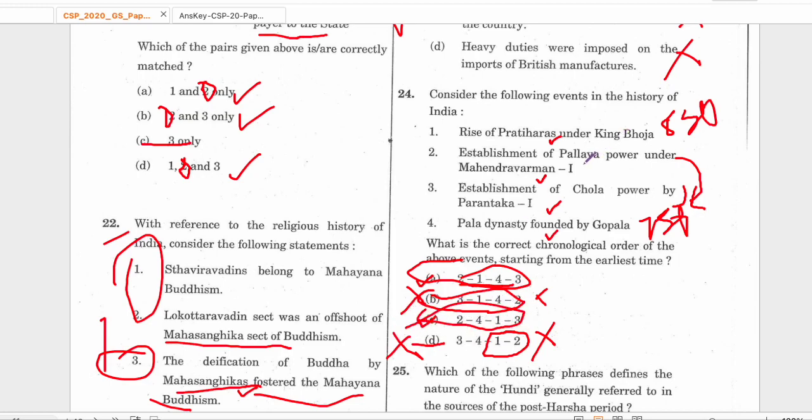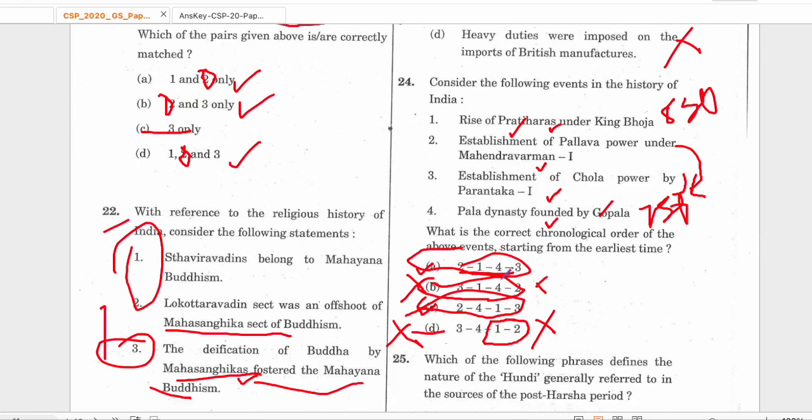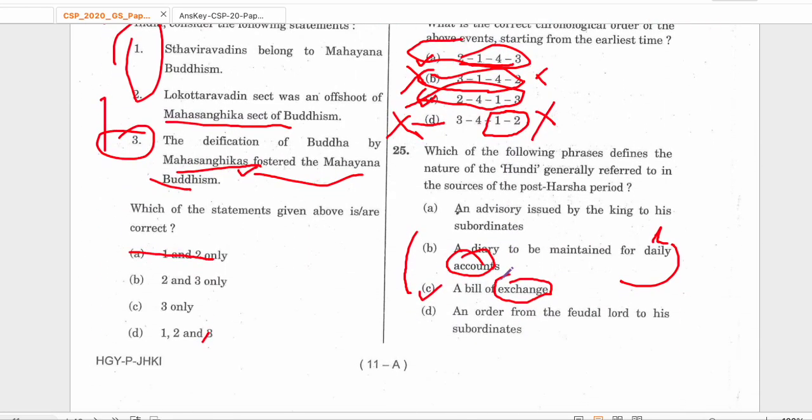You have to decide whether the Pala dynasty was founded first or the Pratiharas were founded first. Pala was founded first, somewhere around 750. And Pratiharas, King Bhoja, was around 850 Common Era. And Chola was even after that. So you have to decide that and you will arrive at the correct answer.